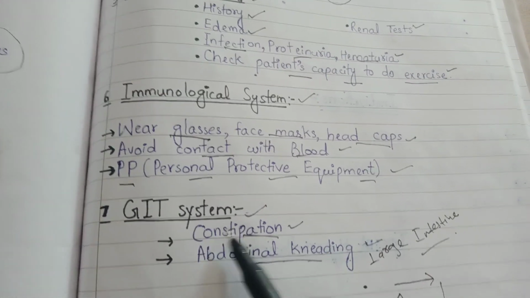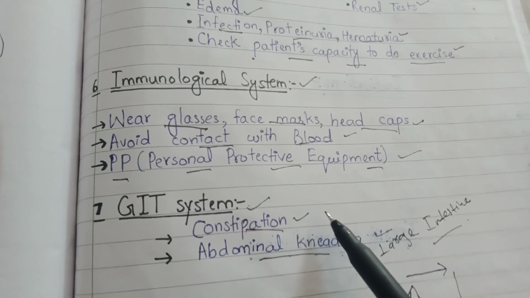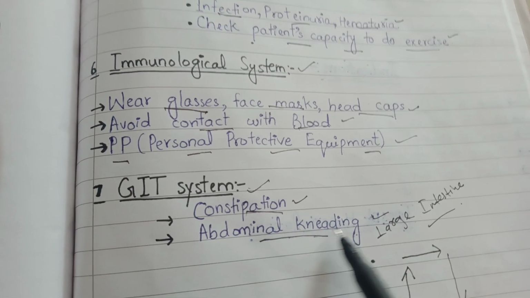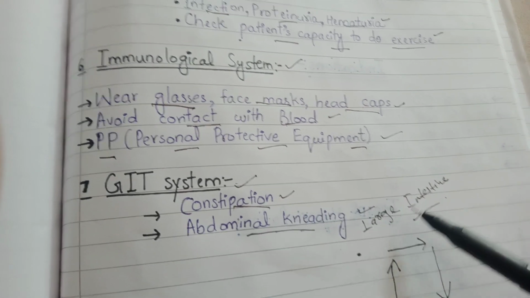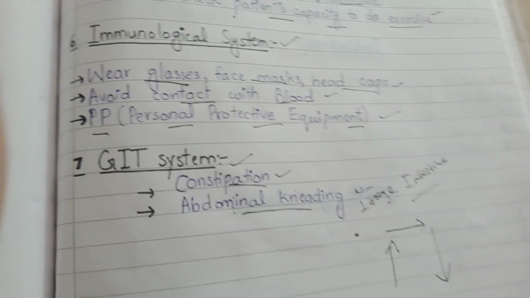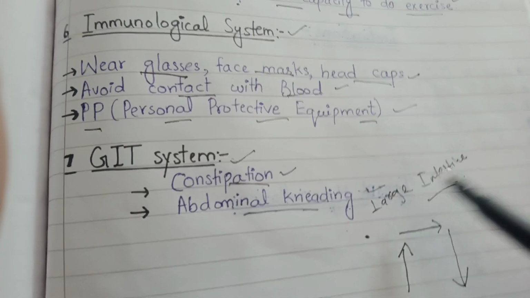Last one is GIT assessment. In GIT assessment, in bedridden patients there is constipation. To avoid constipation, we will perform abdominal kneading. Abdominal kneading is performed in the direction of the large intestine. Ask the patient to perform abdominal kneading in the direction of the large intestine.